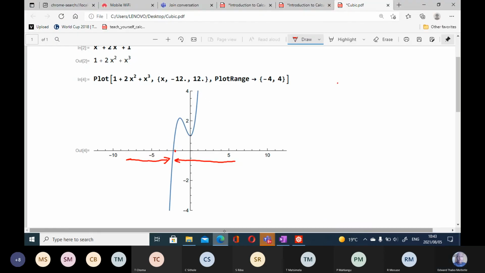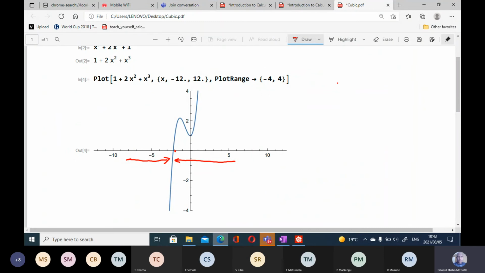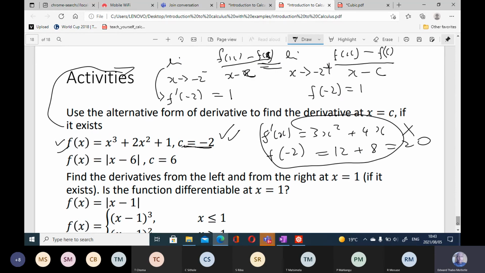So on the first one, this one, our limit will exist. Using this form of the derivative, it will exist and equal the same value. But now the problem will arise when we calculate this one here, the absolute value of x minus 6 at 6. I'll do it mathematically first.